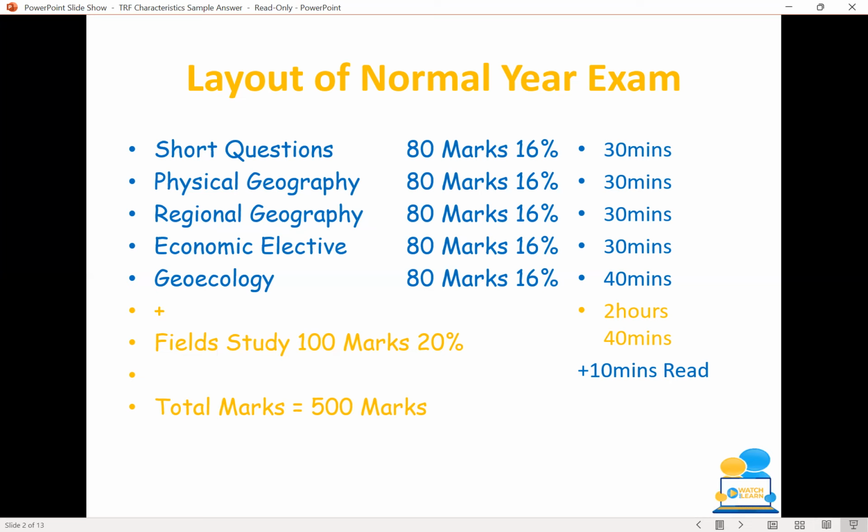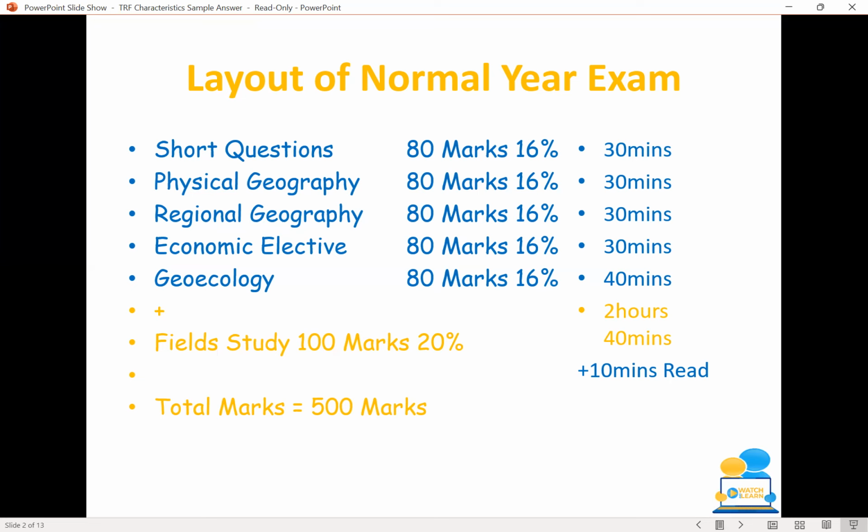However, you do have your field study that you'll be completing in class time. That'll be worth 100 marks, which is going to be 20%. So again, that's a very, very important section for you. So ensure that you are focusing in on that field study and that you're doing it to the best of your ability, follow your teacher's instructions to get as close to 20% for that section.